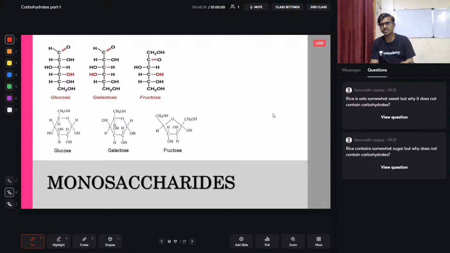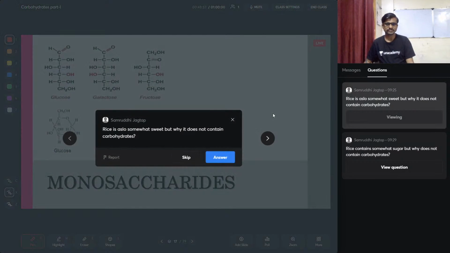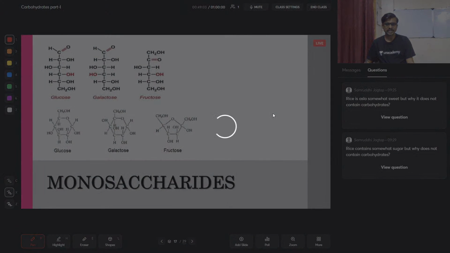Rice is also somewhat sweet, but why does it not contain carbohydrates? Carbohydrates are present in rice. Rice contains some sugar, but why does it not contain carbohydrate? Okay, so it contains carbohydrate, my dear friend.